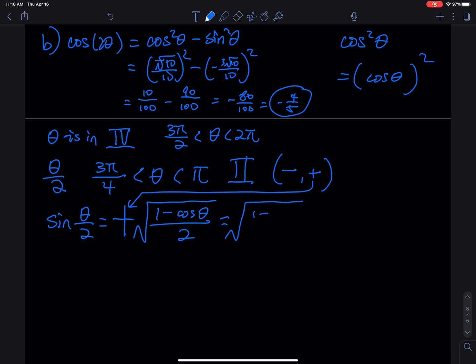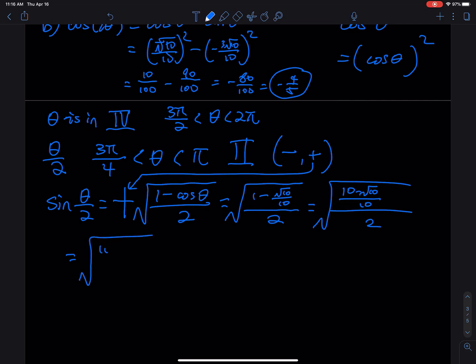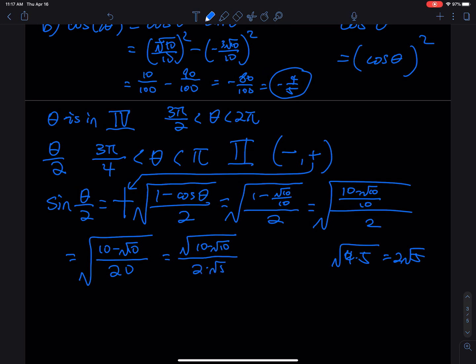And then we have 1 minus root 10 divided by 10. You have to be sharp with your common denominator, right? So 10 minus root 10 divided by 10, the whole thing divided by 2, and then 10 times 2, you have a 20. So you have 10 minus root 10 divided by 20. I know you want to leave the answer like that, but you have to simplify all the way to the end. So the root 20, that is 4 times 5, right? So that is 2 root 5. So we have root 10 minus this divided by 2 root 5.